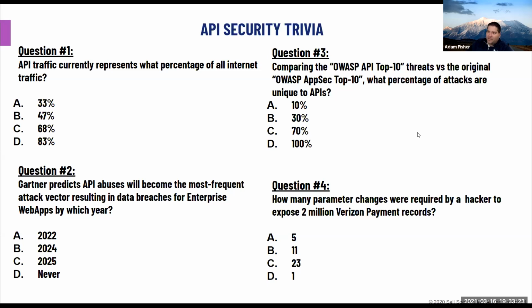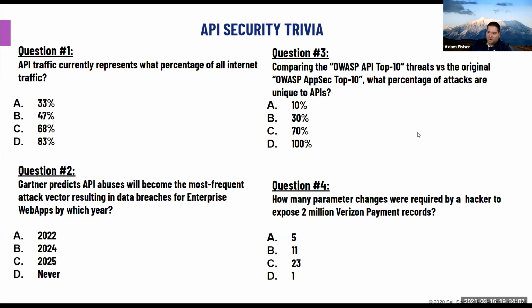Okay, question number 3. Comparing the OWASP API top 10 threats versus the original API Sec top 10, what percentage of attacks are unique to APIs? Yeah, what percentage of attacks are unique to APIs? Okay. All right. We'll get the answers coming up.